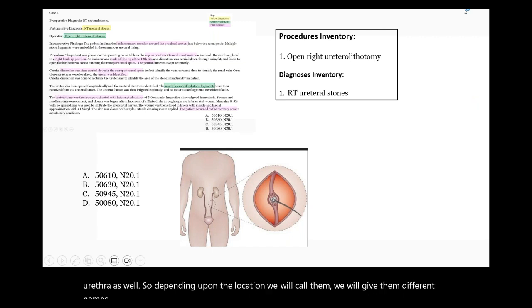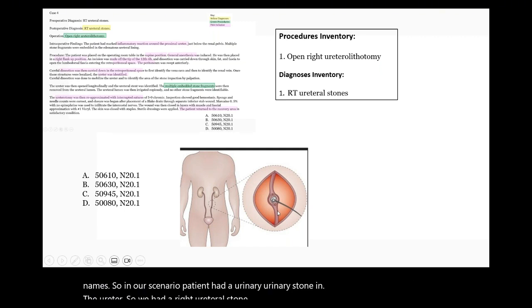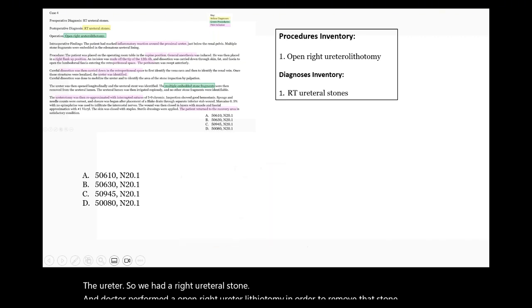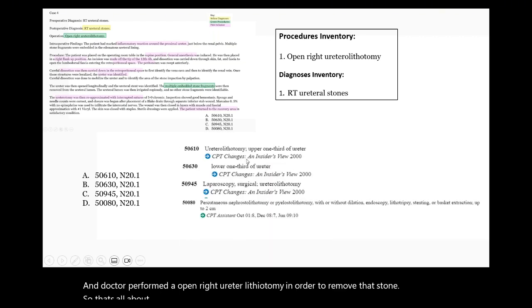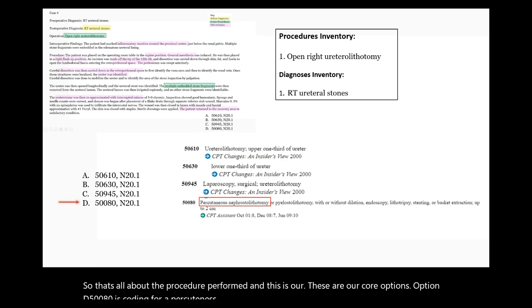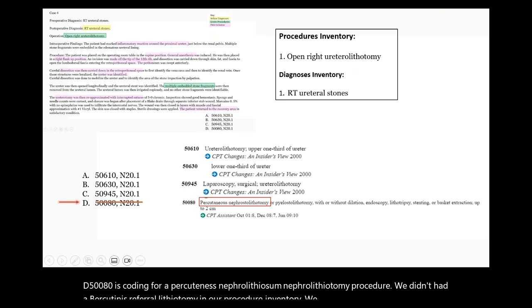So in our scenario, patient had a urinary stone in the ureter. So we had a right ureteral stone, and the doctor performed an open right ureterolithotomy in order to remove that stone. So that's all about the procedure performed, and these are our code options. Option D, 50080, is coding for a percutaneous nephrolithotomy procedure. We didn't have a percutaneous nephrolithotomy in our procedure inventory. We have an open right ureterolithotomy performed. So option D is incorrect.